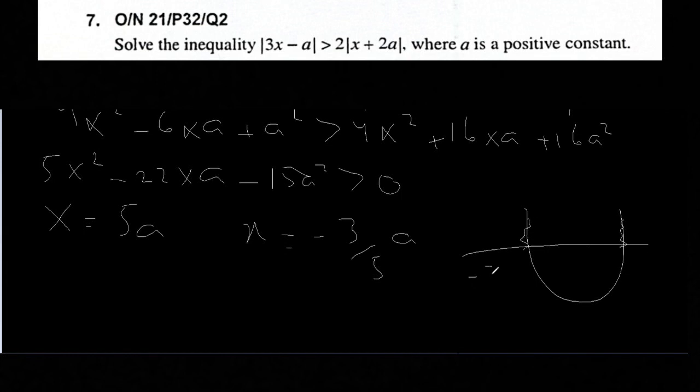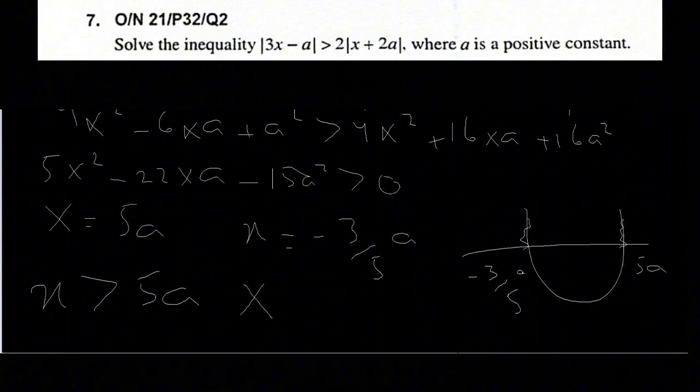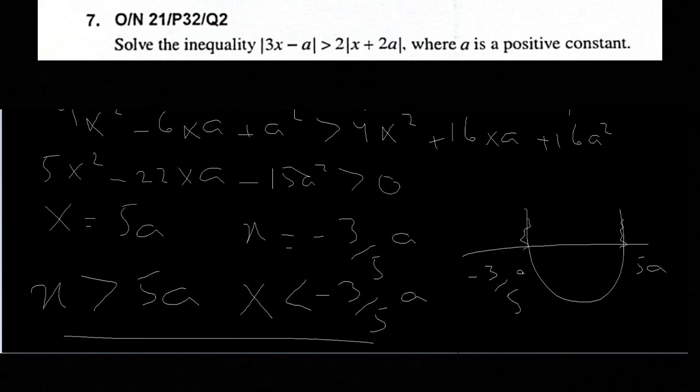The expression states that it is greater than 0. So now just label the graph with −3/5 a and 5a. So x will be greater than 5a and x will be less than −3/5 a. This is the final answer.